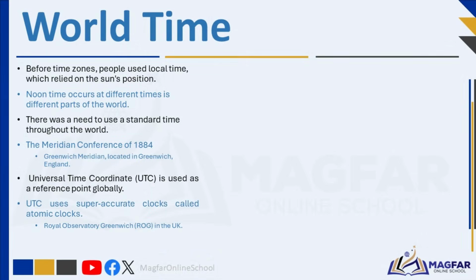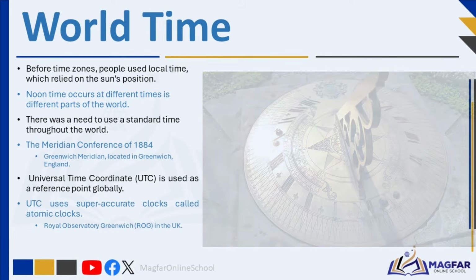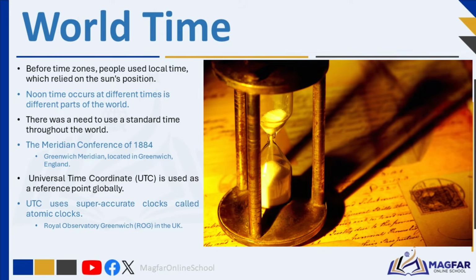Before time zones, people used local time, which relied on the sun's position. When it was noon where you stood, that was your time. This worked fine for small towns, but it gets tricky when you travel. It is a different time in different parts of the world. An evening cricket match in India will happen at lunchtime in South Africa.